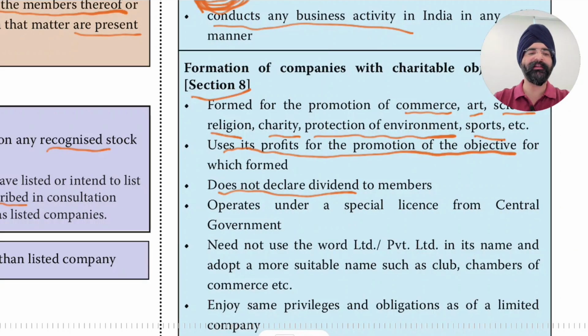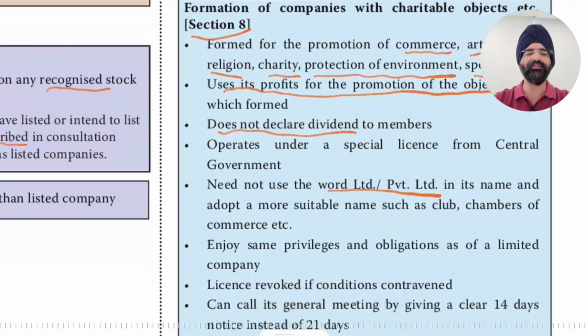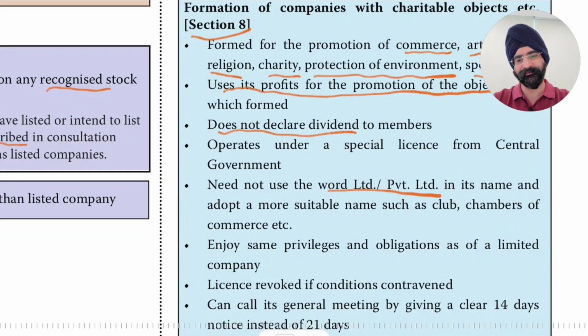Operates under a special license from the central government. So after incorporation, we have to obtain a special license from the central government to register our company as a Section 8 company. It need not use the word limited or private limited in its name and adopts a more suitable name such as club, chamber of commerce, etc.